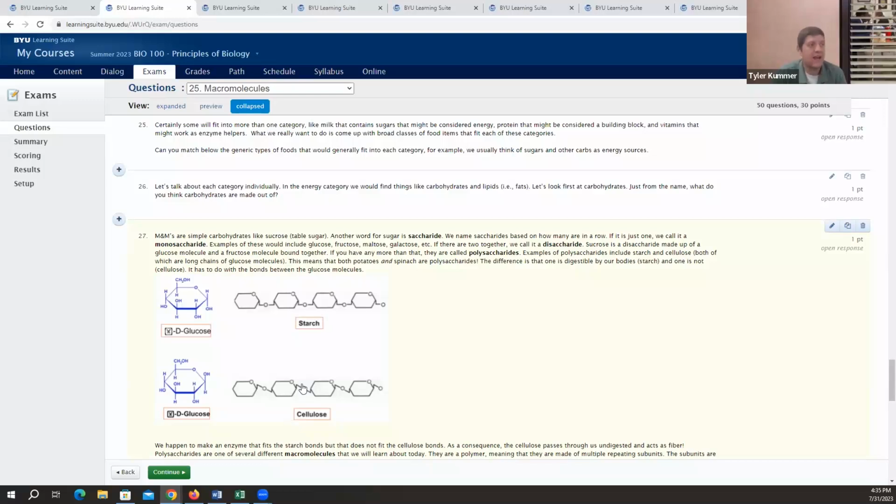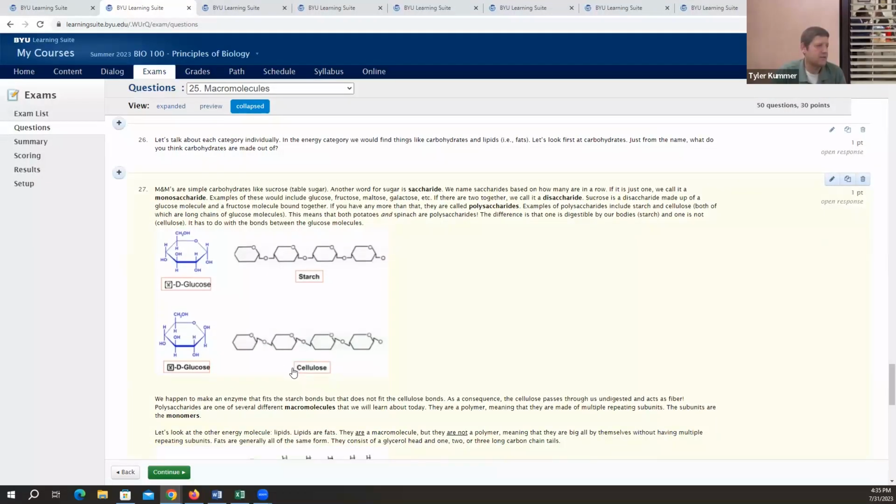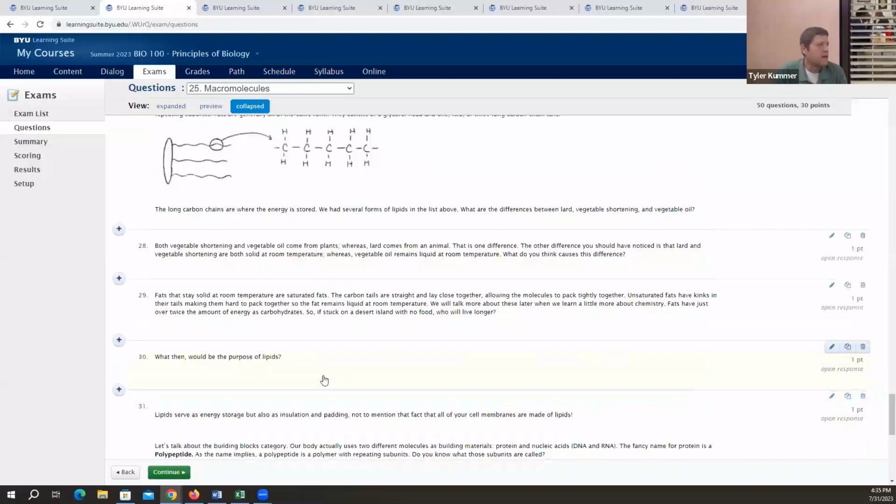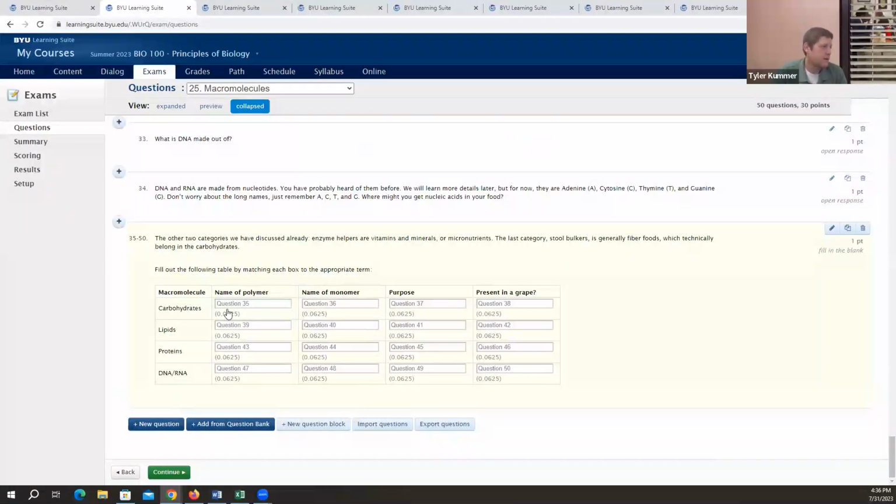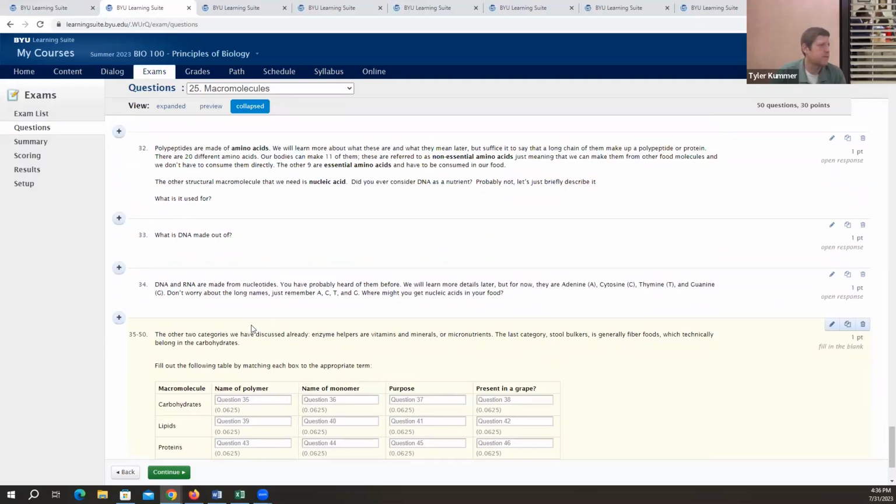Now, there are some organisms that have some helpers that will help them break that down. Humans don't, and so we can't get much energy from cellulose at all. All right, so polymer for carbohydrates is a polysaccharide, monomer, monosaccharide. The purpose for these in animals is primarily sugar. In plants, it can be part of that cell wall too, so it can be how they build their body. And then, yes, grapes would absolutely have that. They'd have monosaccharides and polysaccharides both.